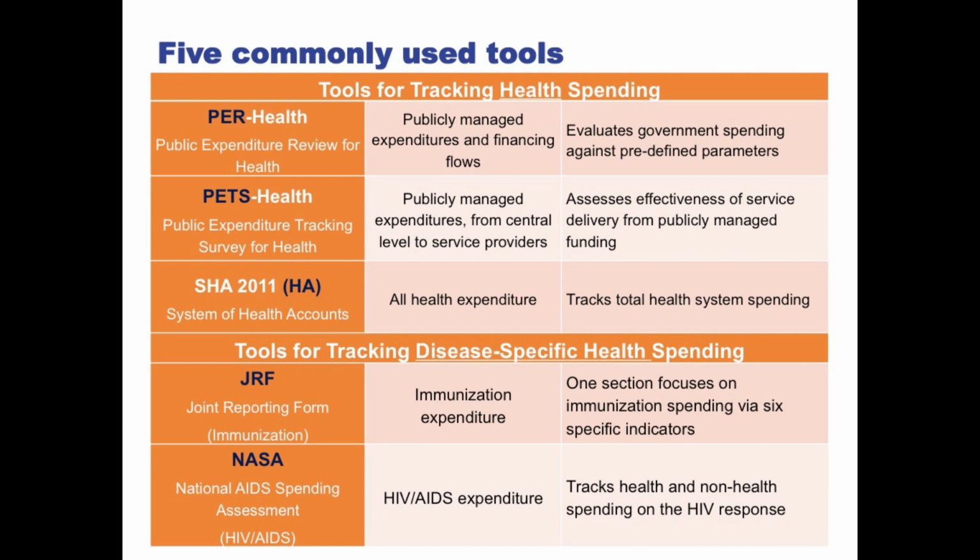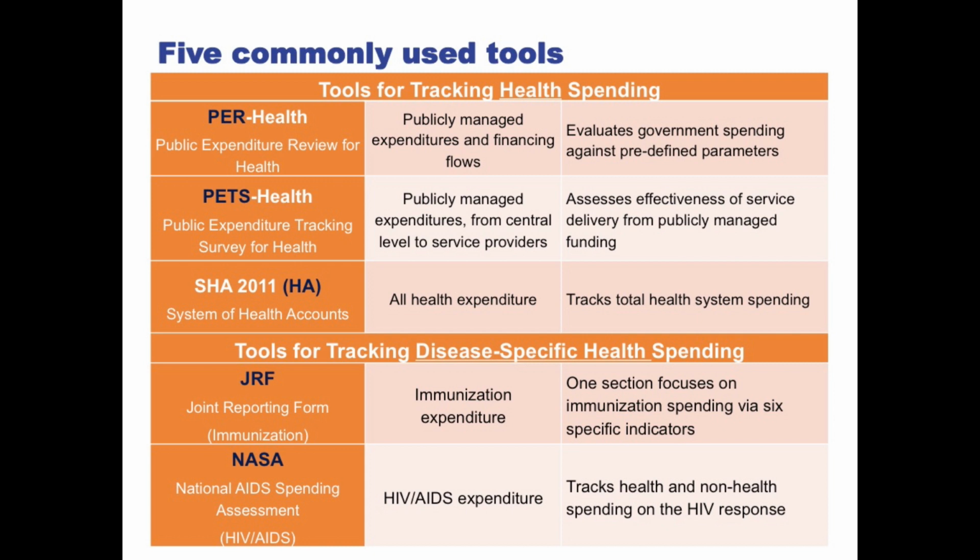The third is SHA 2011, often referred to as health accounts. The scope of the health accounts tool is all health expenditure, and it tracks total health system spending from all sources, including public, private, and donor spending, and can also present data disaggregated by disease.